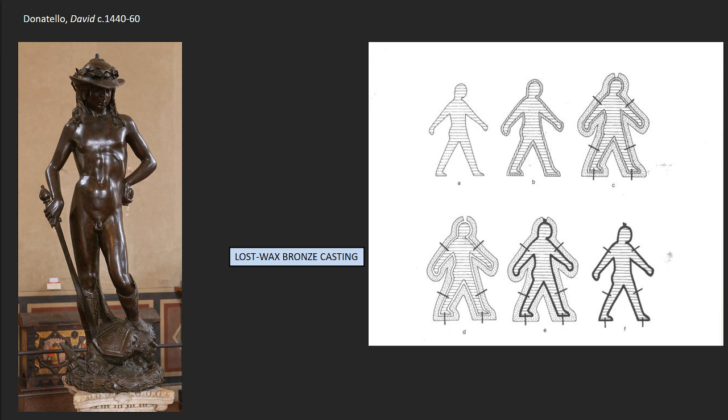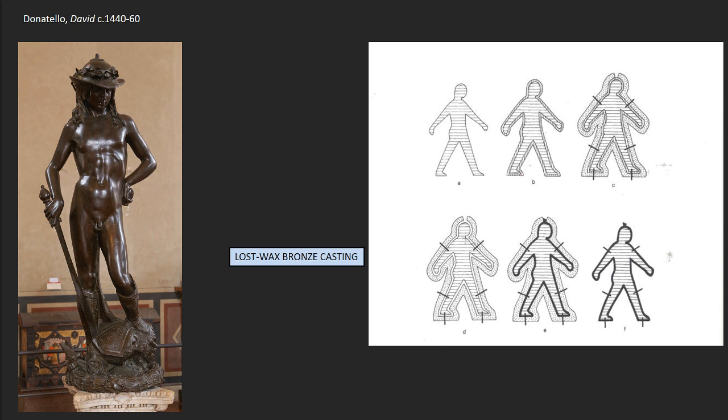And then you heat it up in D, and all the wax runs out. So now what you've got is the outside casing, the inside, and the space between the two. At that point, you pour in the bronze. That fills the space where the wax used to be. And then you crack it open and you get rid of the stuff that was on the inside. Does that all make sense? They call it lost wax bronze casting. And that's how this is made.